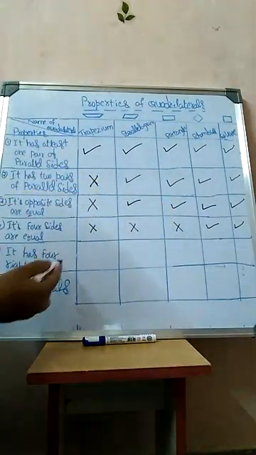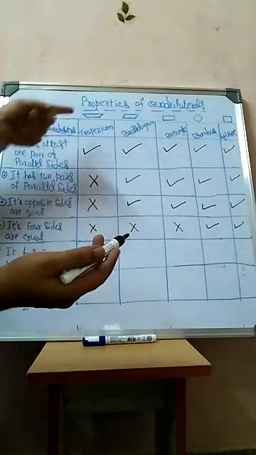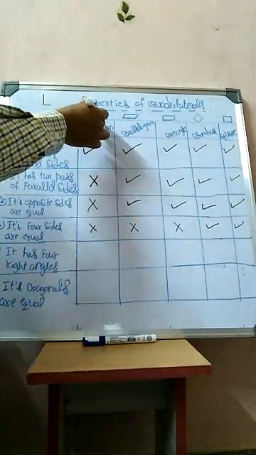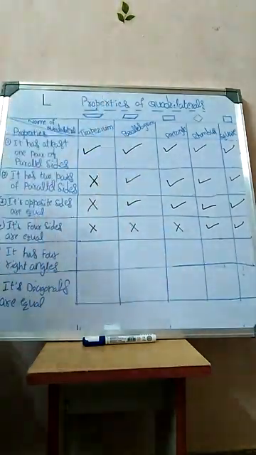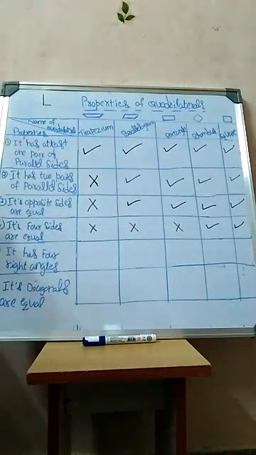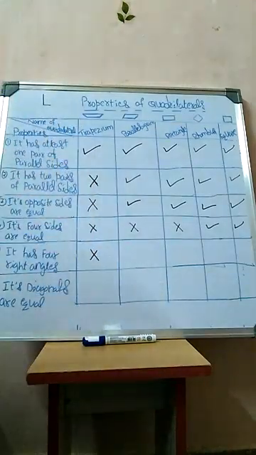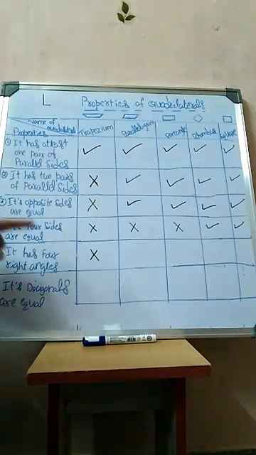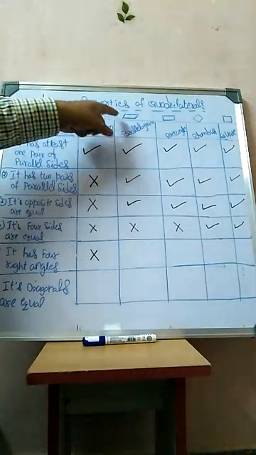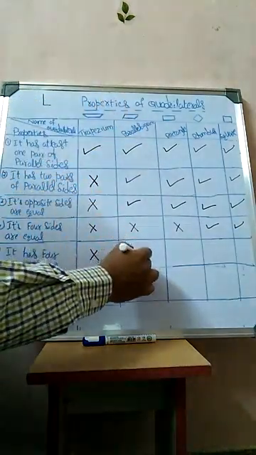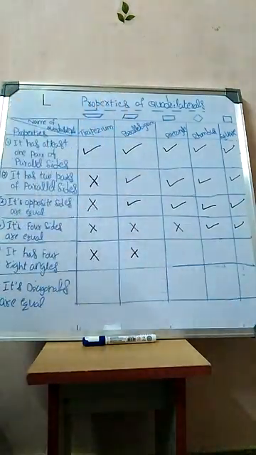Next, it has 4 right angles. Clearly, in trapezium, is any right angle there? No. Look, there are 2 obtuse angles and 1 acute angle. So no chance of even a single right angle in that one. And next, parallelogram. Look, it bends, not straight. That's why no chance of a right angle.